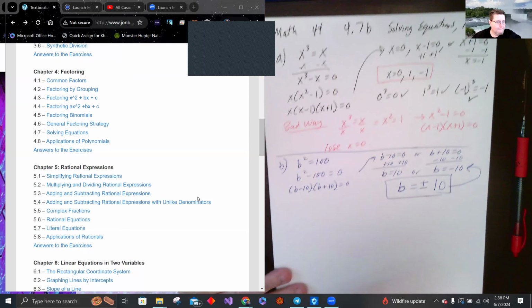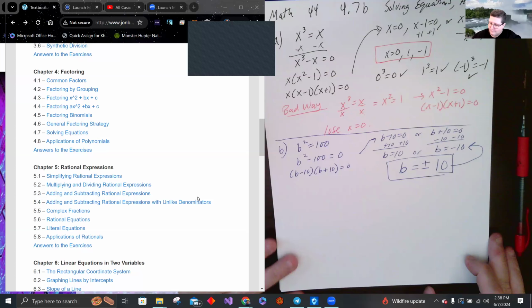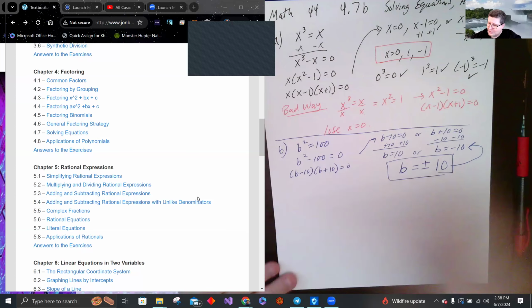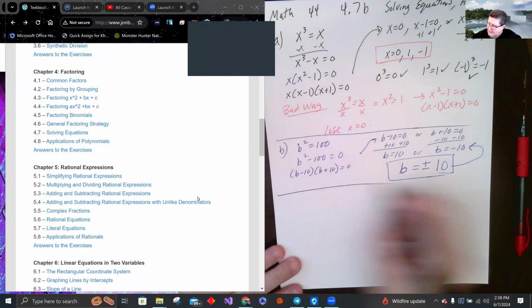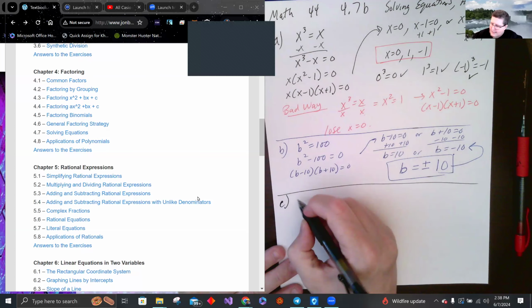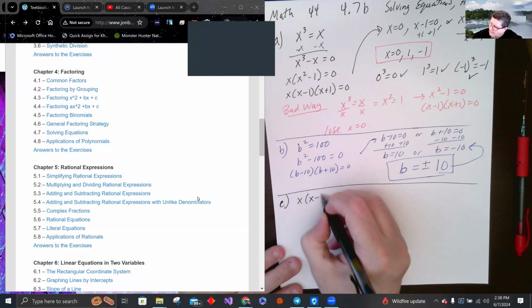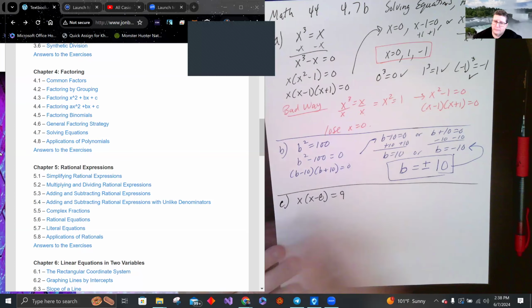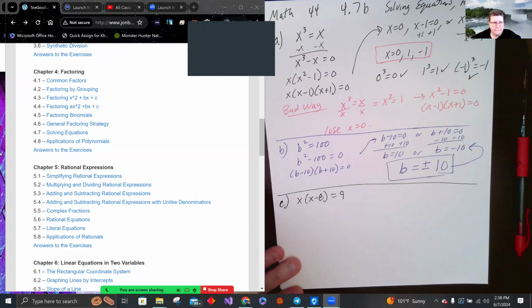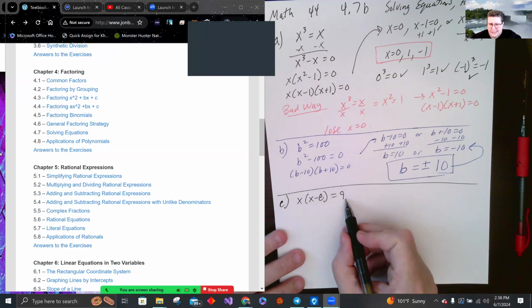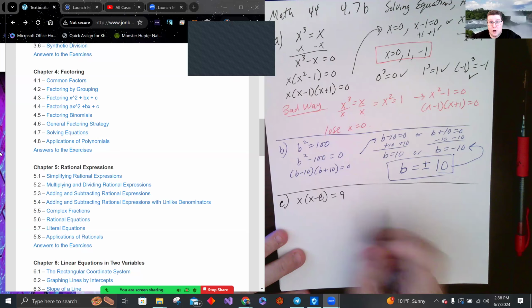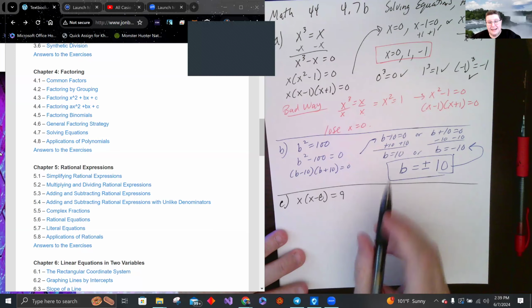Okay. Next one to challenge you. I hope you pause it and work this out. All right, I'll assume you did. If you jump straight to saying x equals 9 or x minus 8 equals 9, that's wrong. We have to get everything on one side.